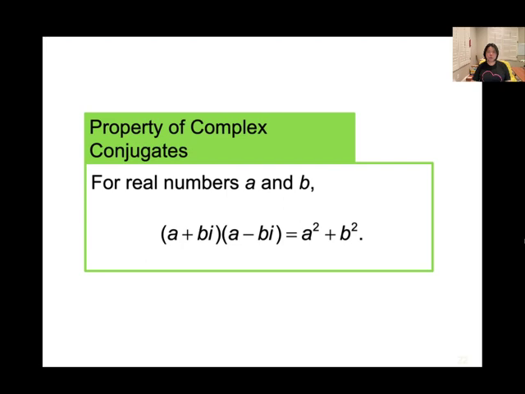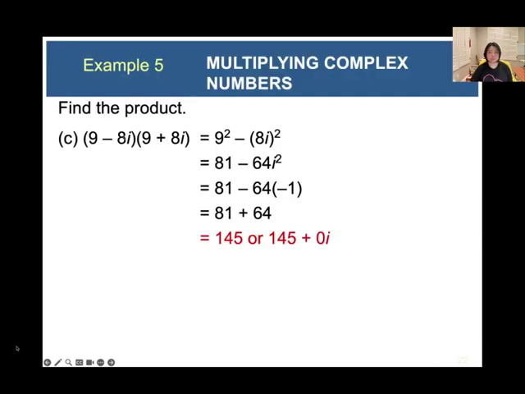Okay, property of the complex conjugate. For real numbers a and b, (a plus bi) times (a minus bi) will be equal to a squared plus b squared. Or you could think about it like this example. When you have (a minus b) times (a plus b), you could get away from your i squared.